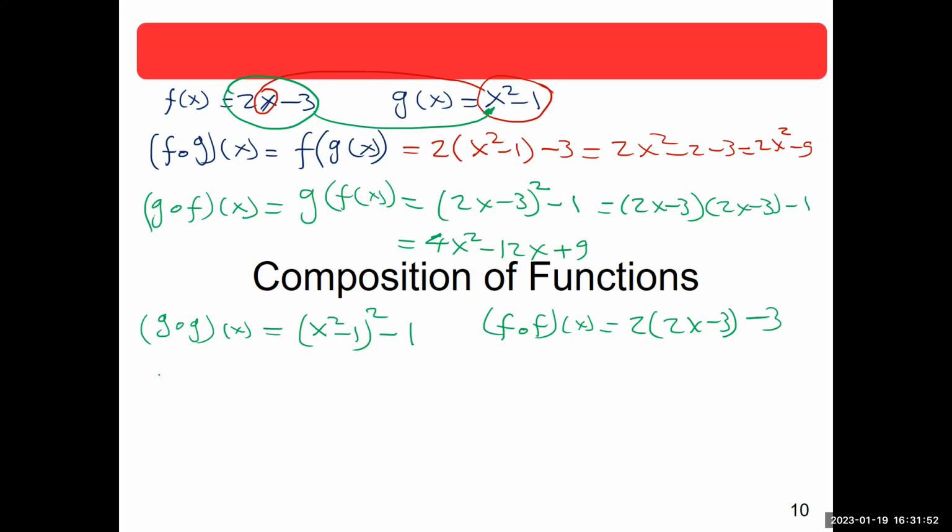Now, if I say f circle g of 3, that means evaluate this one here at x equals 3. 2 times 3 to the power 2 minus 5, that's equal to 2 multiplied by 9 minus 5, 18 minus 5, that's 13.